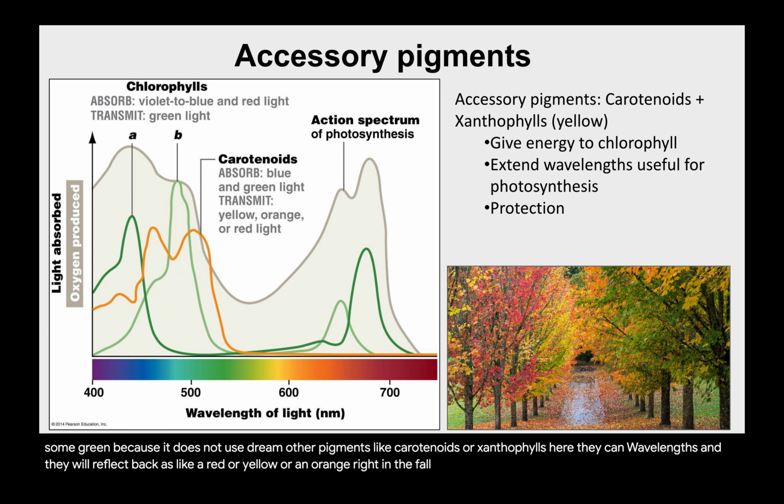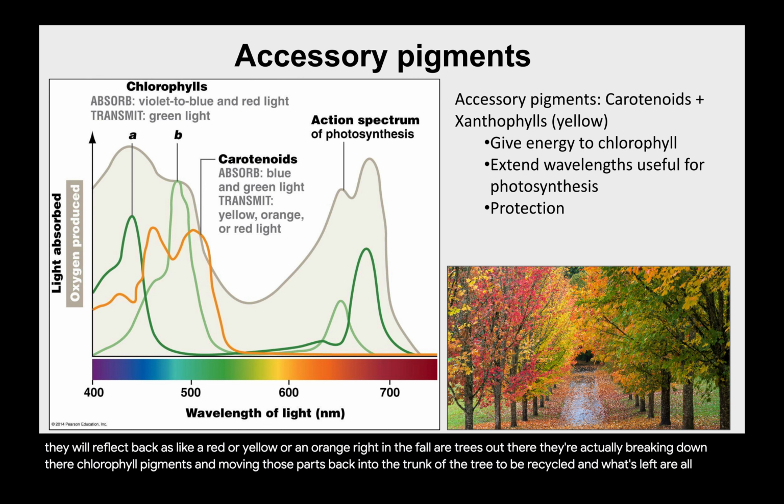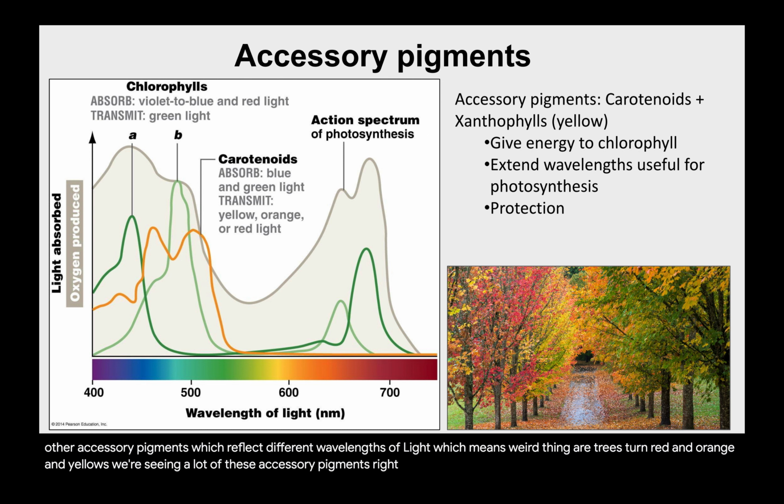In the fall, our trees out there are actually breaking down their chlorophyll pigments and moving those parts back into the trunk of the tree to be recycled. And what's left are all these other accessory pigments, which reflect different wavelengths of light, which means we are seeing our trees turn red and orange and yellows, right? We're seeing a lot of these accessory pigments right now, right?